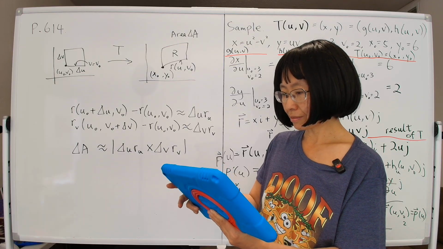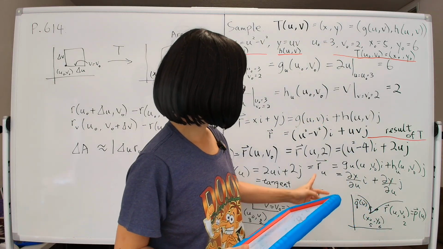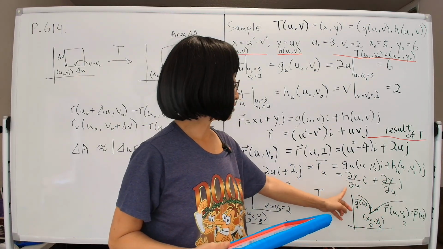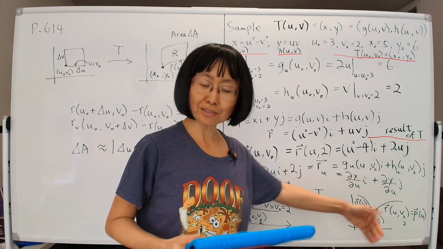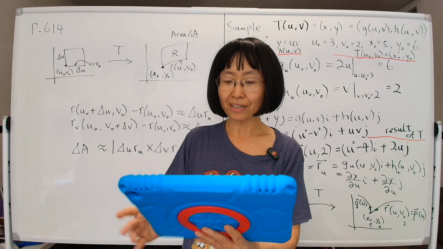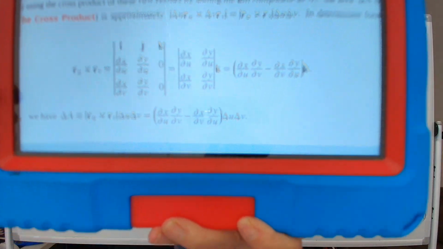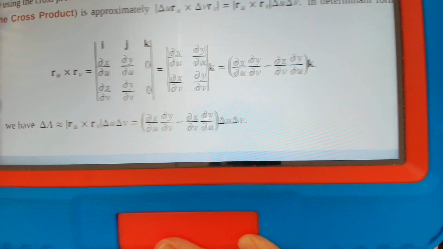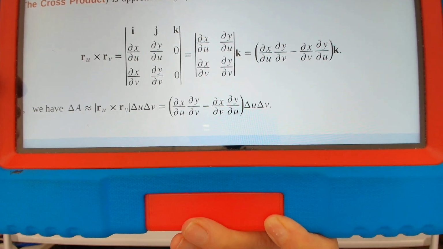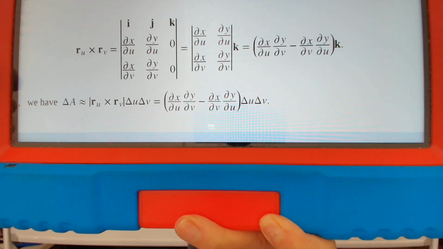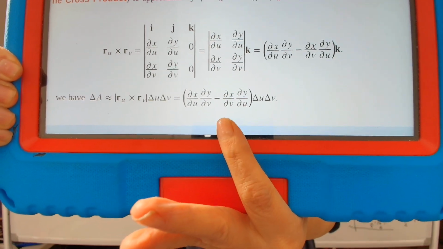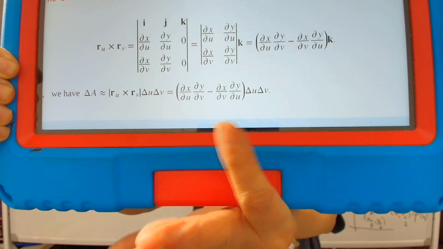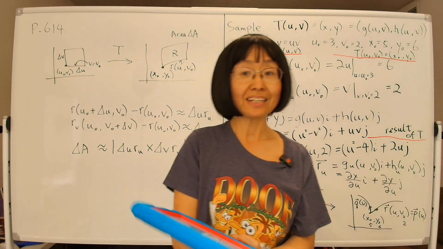let's see. Okay, remember what r_u is. r_u is partial x partial u, partial y partial u, and r_v is similar except it's partial v. So then you plug that stuff in. So you have a determinant with a bunch of partial x and u and x and v, etc. in there, and when you solve that thing, it is equal to this cross product result, where delta A can be approximated by this particular value. Okay, and that is the Jacobian.